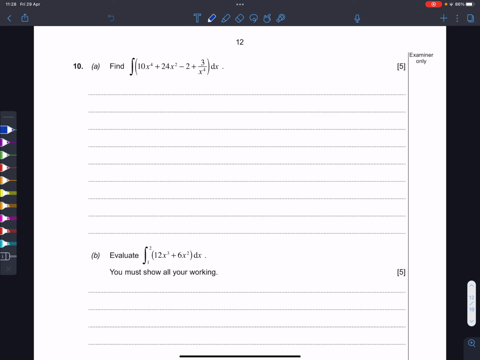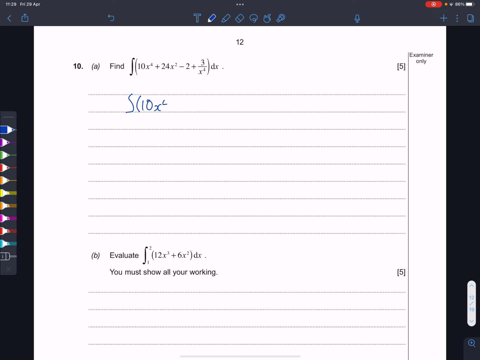Okay, so we've got an integration question here. Before I do any integration question, the first thing I do is I look and make sure that everything is in integratable form. This one is, but this one is not, because the term with the power is on the bottom. So before I do any integration, I need to rewrite.